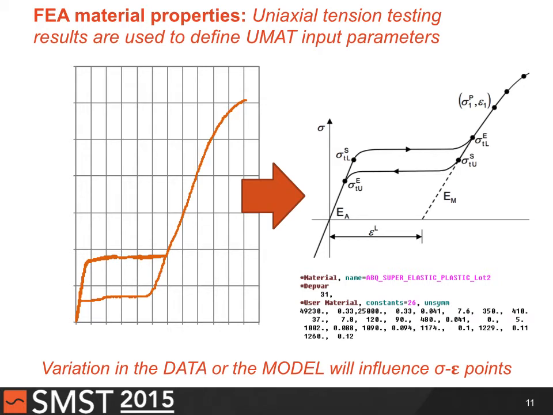Not unfamiliar. Okay, so now how do we get that FEA? Well, obviously we need material property data, which means we need to do testing, and we get these uniaxial curves, and then we need to translate that data into a set of input parameters that will go into Abaqus.